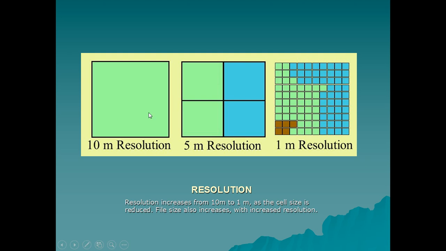Here we have one color represented in the 10 meter. In the 5 meter we have two colors represented. That means we have two different data sets that can be identified. And in your 1 meter you have three colors. That means we have an increased level of detail represented here. So this note is to remind you that resolution, with regards to the diagram, increases as you move from 10 meters to 1 meter as the cell size is reduced. Your file size, again remember, is also increased as your resolution increases.